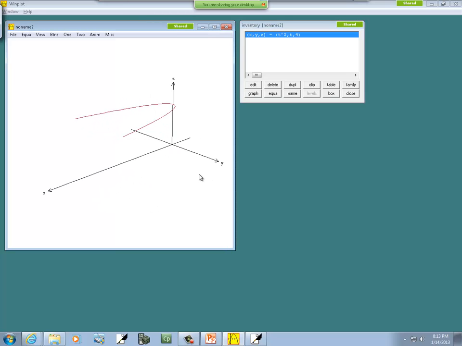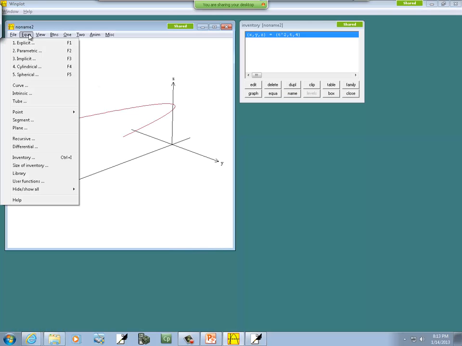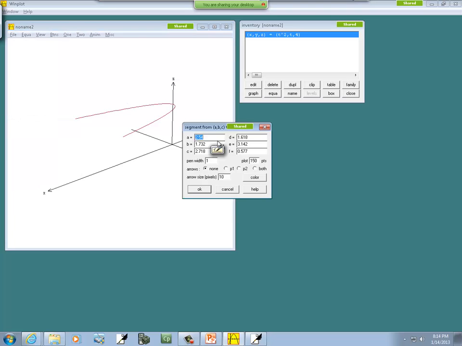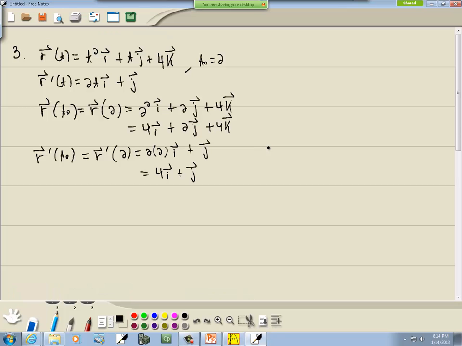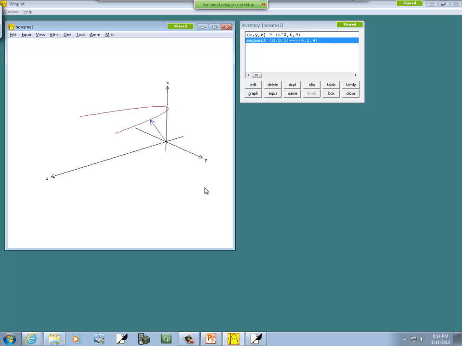Okay, so there's our graph in 3D. Now this vector here, r of t naught, it's 4i plus 2j plus 4k. Well, we're going to do an equation and choose point, and then actually, I lied to you. Equation segment. Now, where it's heading from is the origin. So for A, B, and C, I'll put 0 in for each one. Now it's asking us for D, E, and F on this screen. Well, our D, E, and F will be the 4, 2, 4. So put in 4 for D, 2 for E, and 4 for F. 4, 2, 4. Okay. Now I'm going to click P2 to put an arrow there, and I'll change the arrow size to 14, and then click OK. Now if I rotate this a little bit, you see we got a vector starting at our origin going out to our graph.